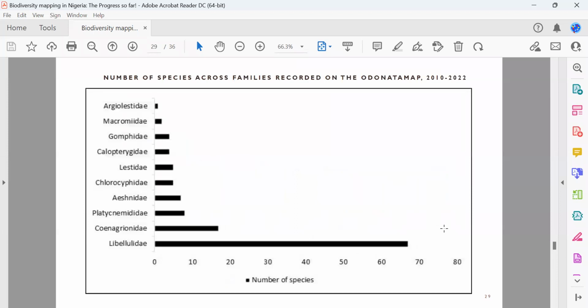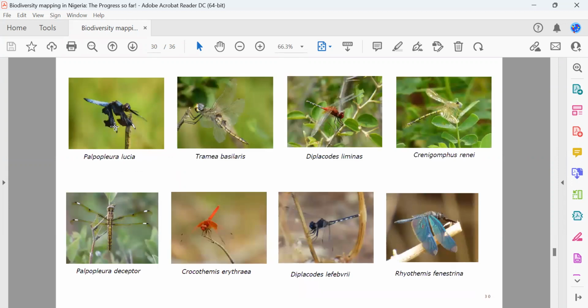You can also go into details to look at the number of species for each family, and you can see the family Libellulidae has the most number of species, almost 67 or 68 or thereabout. Then we have Argiolestidae with a single or 2 records. And these are some of the photographic records of some of the species on the Odonata map.